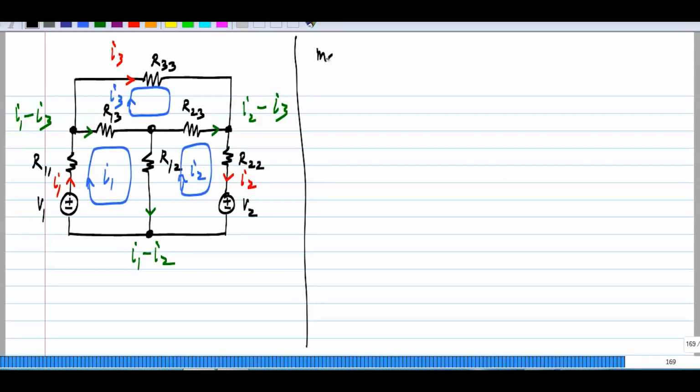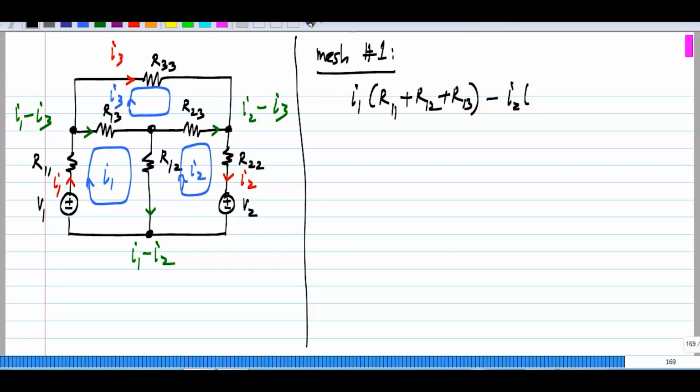So let's write the equation for all meshes. Mesh number 1, we have already done that. It is I1 (R11 plus R12 plus R13) minus I2 R12 minus I3 R13 equals V1. Okay, let's do it for mesh 2.